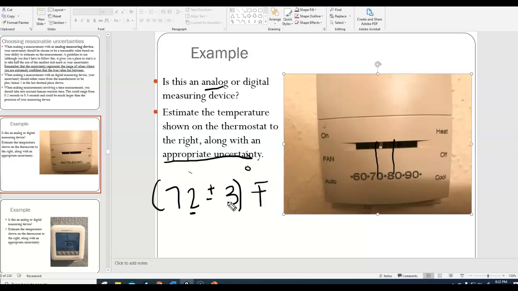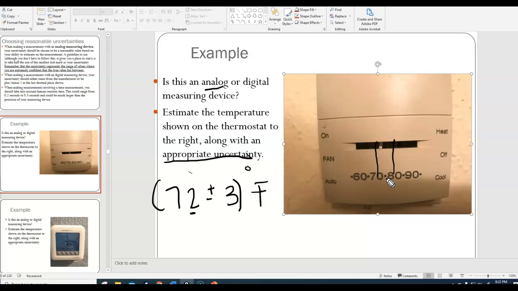Now, what if you said plus or minus 1? Well, plus or minus 1 basically means that the actual temperature is between 71 and 73 degrees. And I cannot say with complete confidence that that's correct. I mean, it could be correct. It's very possible. But I don't know if I could guarantee it.